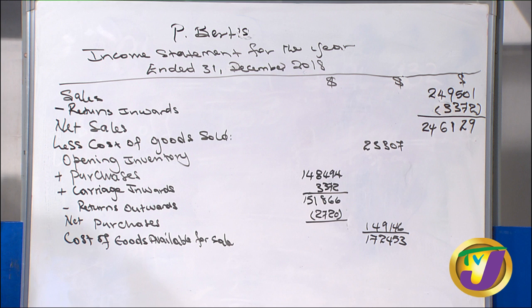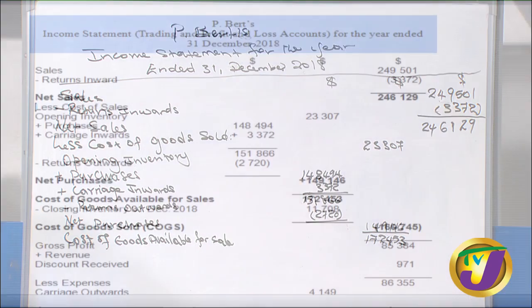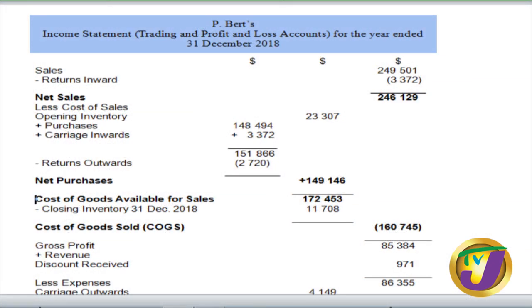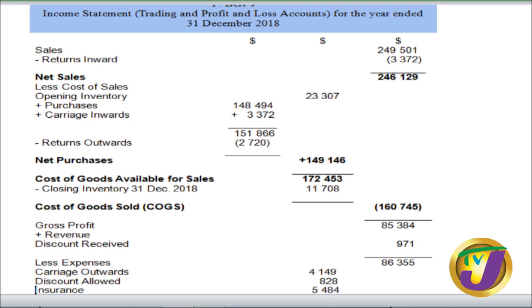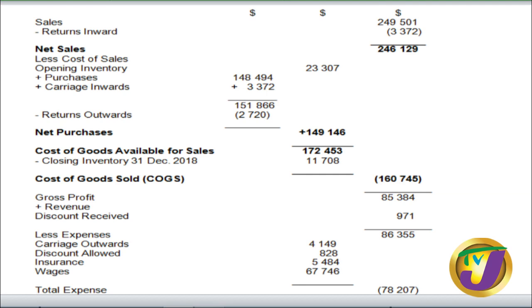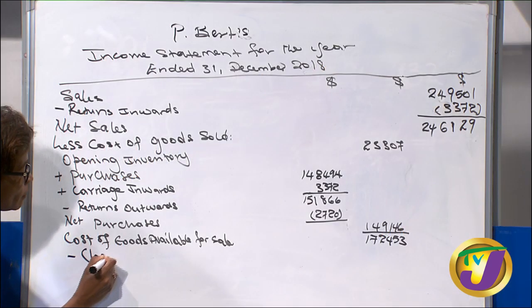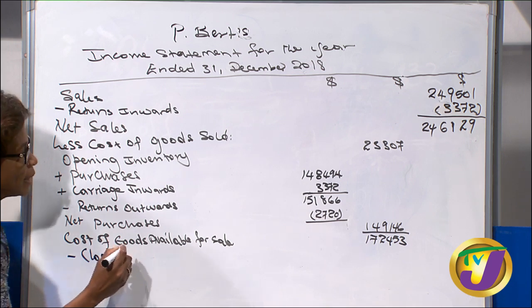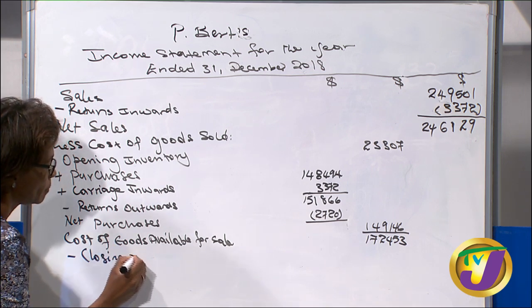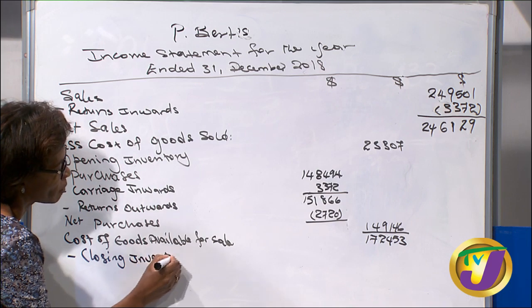So the next thing that we're going to be doing, after we calculate our cost of goods available for sale, is to less closing inventory, because at the end of the period, we still have stock on hand that we did not sell. So we have to calculate that. So the next thing we're going to do is less closing inventory.